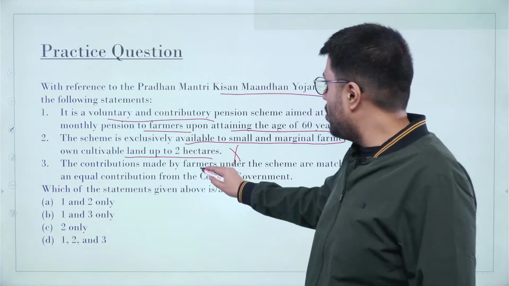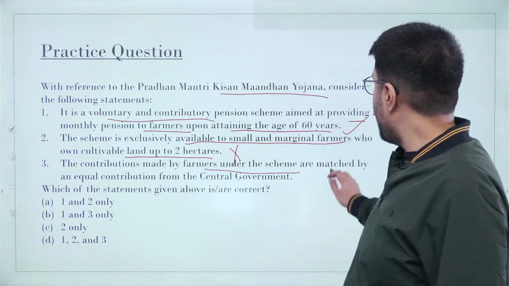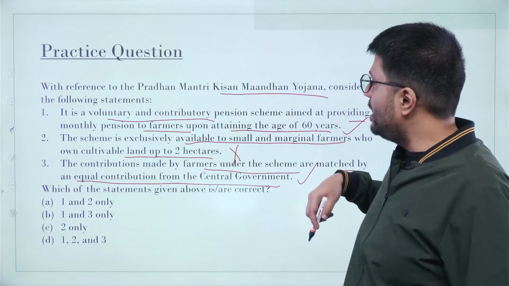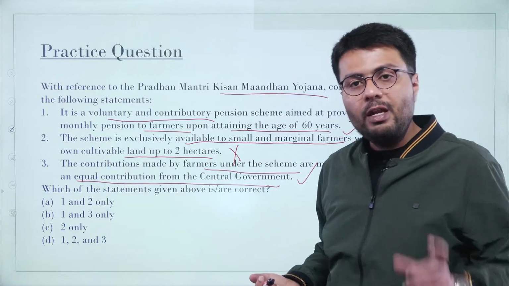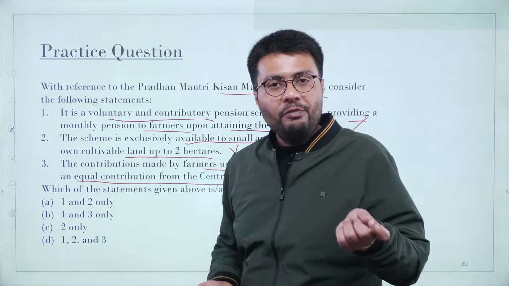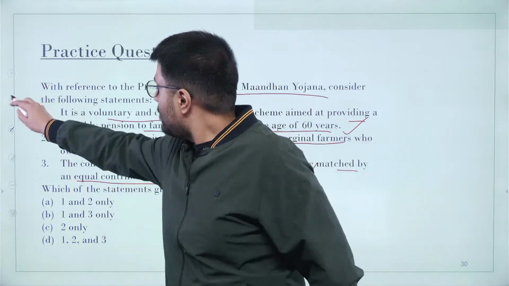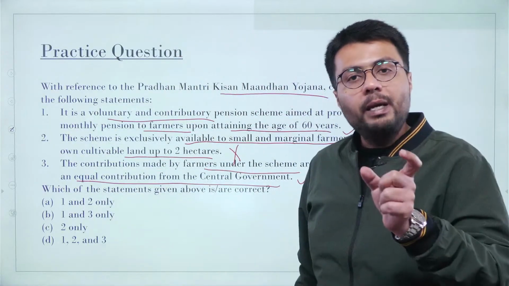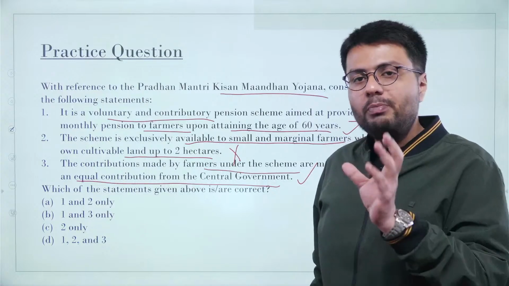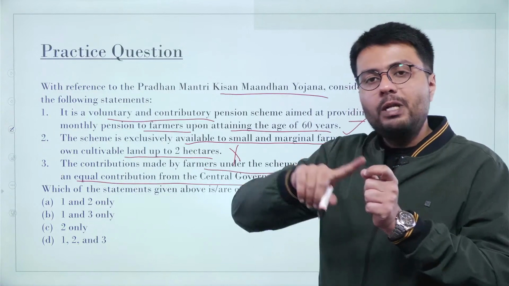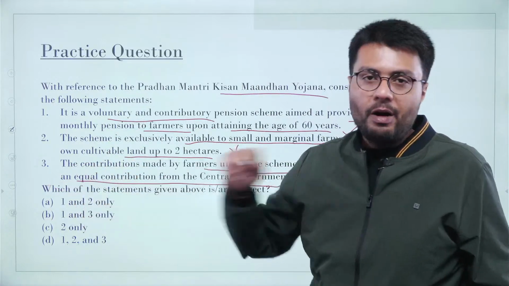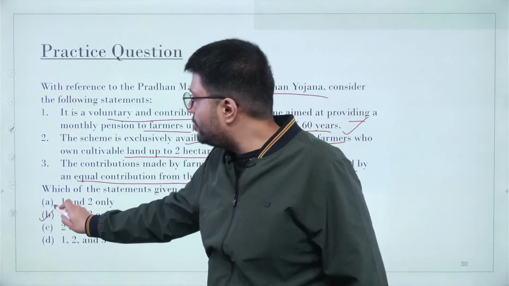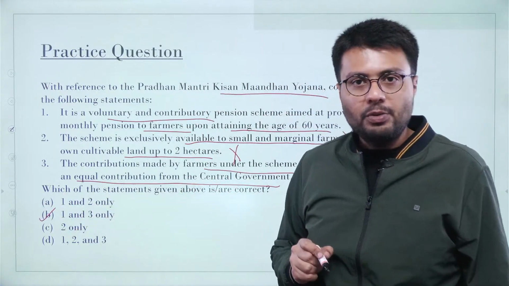The third statement: the contribution made by farmers to the scheme is matched with an equal contribution from the central government. It is a correct statement because it is a contributory scheme where farmers have to pay between 55 to 200 rupees every month, and the same amount of money that the farmers pay will be paid by the government. And this money forms a corpus of the fund which will be utilized to pay pensions after the farmers attain 60 years of age. So, as the first and third statements here are correct, option B is the right answer to this practice question.